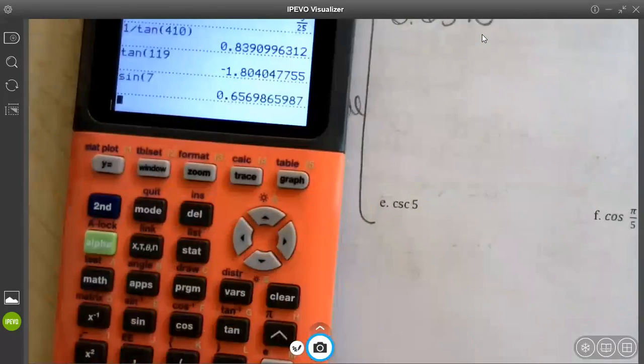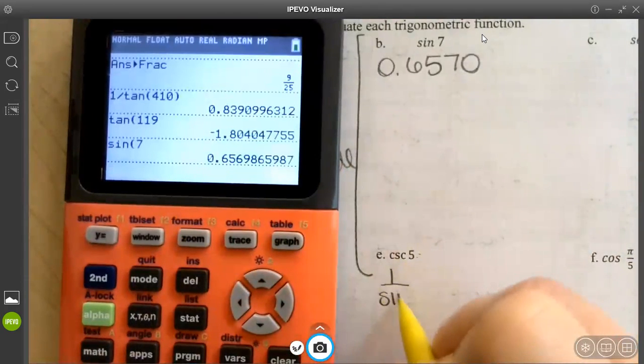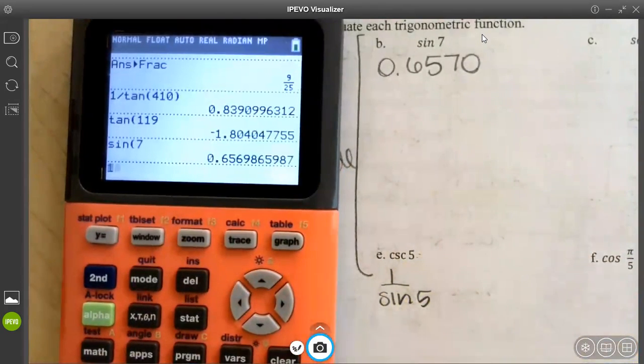Don't stress out. What is cosecant? 1 over sine 5.